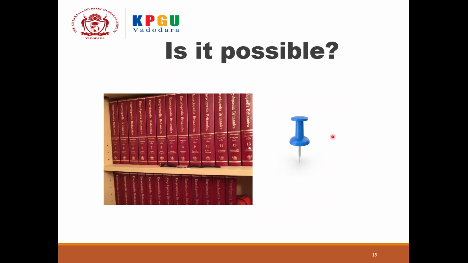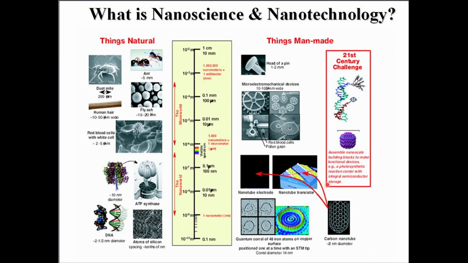One researcher has quoted, can't we accommodate 24 volumes of encyclopedia on the tip of a pin? Now what are we talking about? The tip of a pin. It is hardly 2 mm. And we are talking about accommodating 24 volumes of encyclopedia on the tip of a pin. So it is on the research scale. But if it is possible, you can imagine the power of nanotechnology.